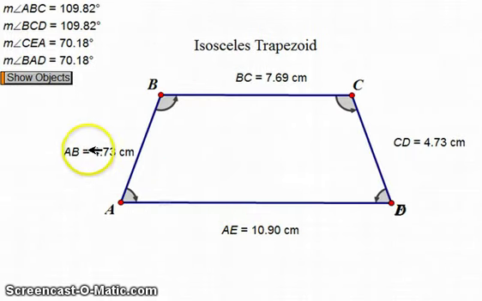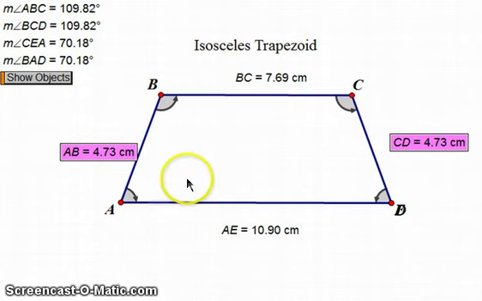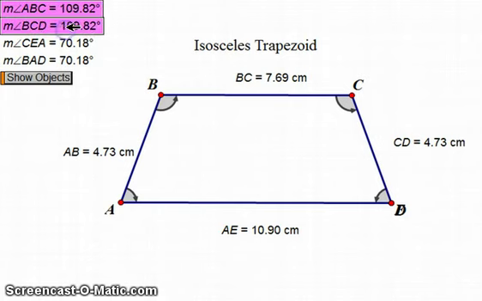But in an isosceles trapezoid, exactly two sides are congruent, and those two sides are the legs of the trapezoid. No more, no less. Let's take a look at the angles. In an isosceles trapezoid, instead of all the angles being different, we have two pairs of angles that are the same, or congruent.